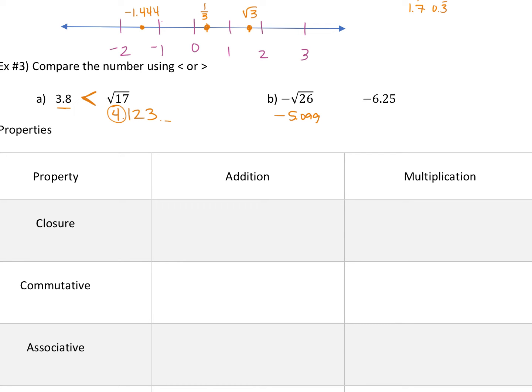If you look at those numbers, we would say, oh, 6.25 is bigger. But because we're negative, it's actually smaller, right? So the symbol you're going to put in there is negative square root of 26 is greater than negative 6.25. Okay?